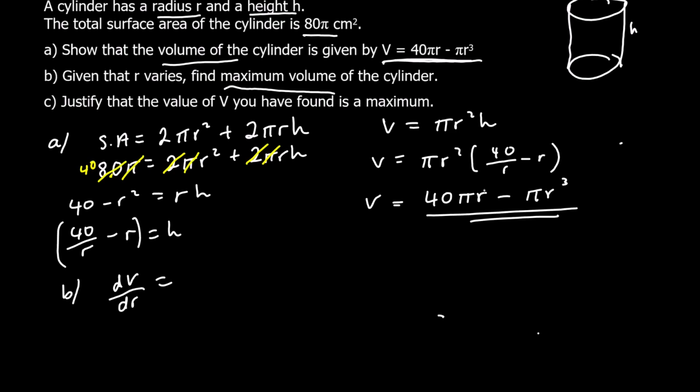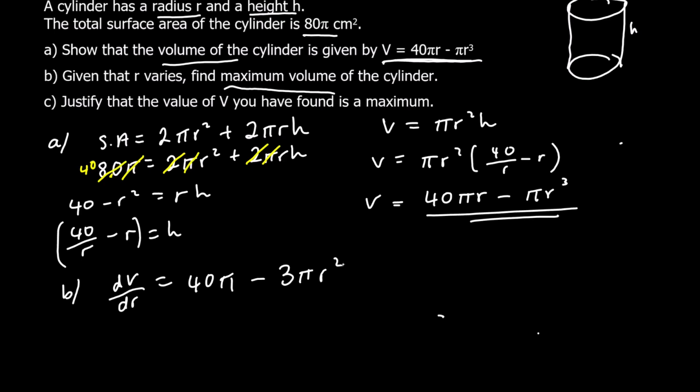So times by the power, take one off the power. That's just 40 pi. r is where x usually is. Apart from that, it's just the same. We're just differentiating. Times by the power, take one off the power. Then minus 3 pi r squared.